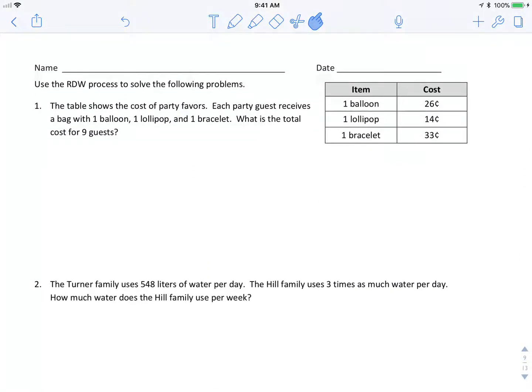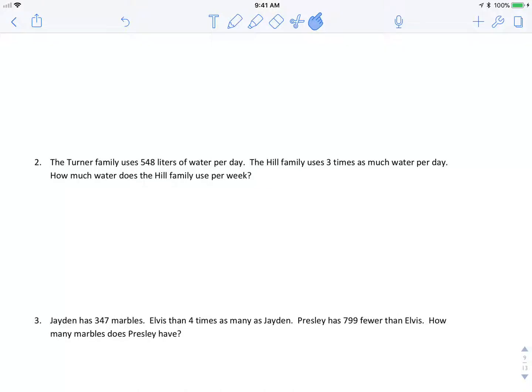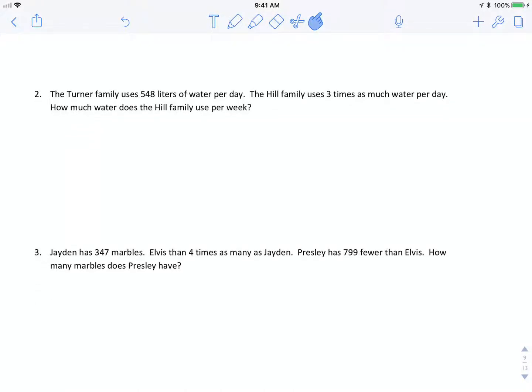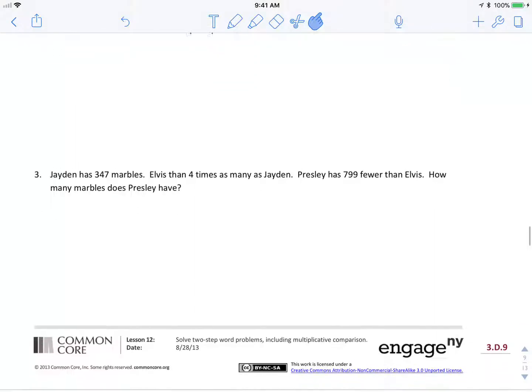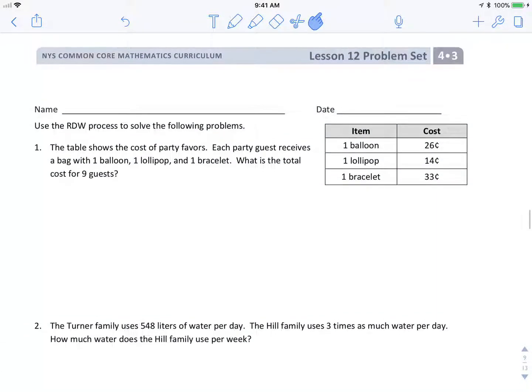Oh, let's look at the problem set. Oh, the table shows the cost of party favors. Each party guest receives a bag with 1 balloon, 1 lollipop, 1 bracelet. What is the total cost for 9 guests? I feel like I've seen this somewhere before. Oh, look at number 2. The Turner family uses 548 liters of water per day. The Hill family uses 3 times as much water per day. How much water does the Hill family use per week? Hopefully you took good notes because it looks like your problem set for today is what we just went over.